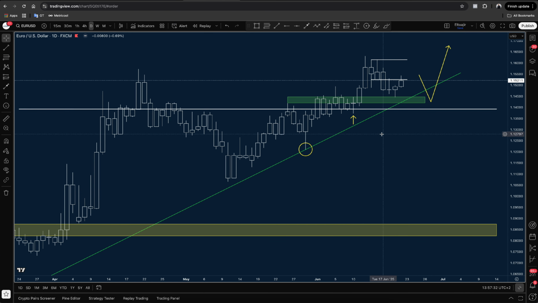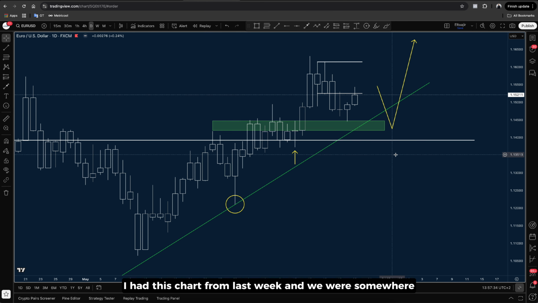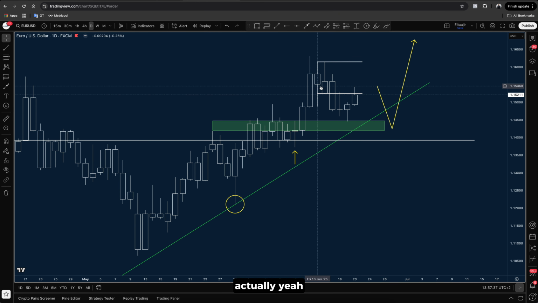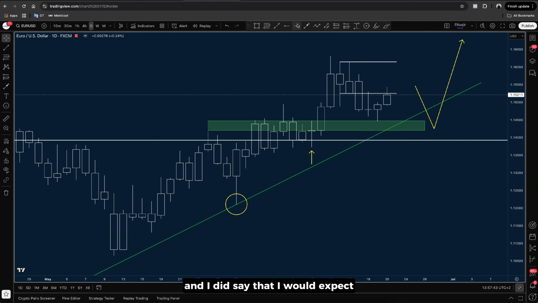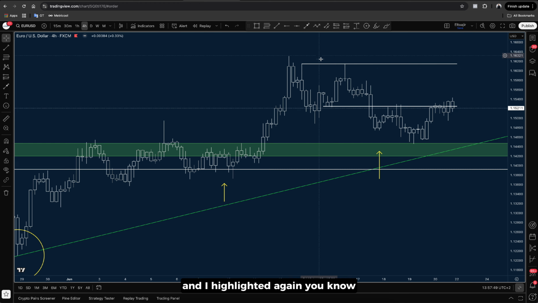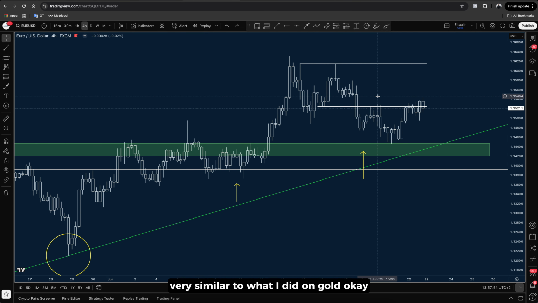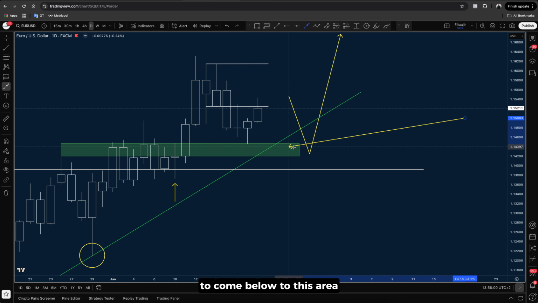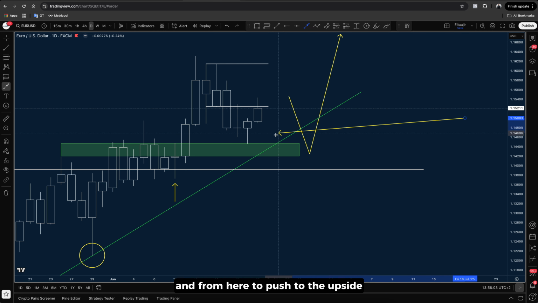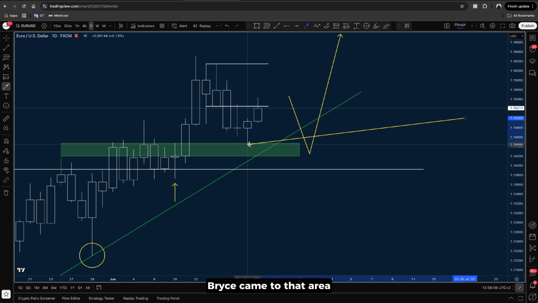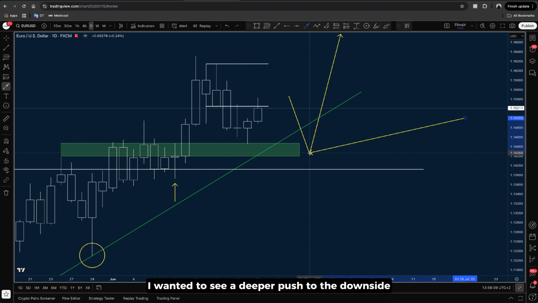On the daily time frame, I had this chart from last week, and we were somewhere here. That was Friday. I said that I would expect price to break below this level, and I highlighted again the high and the low on the 4 hour time frame, very similar to what I did on gold. I said I would expect the price, as you can see with this yellow arrow, to come below to this area and from here push to the upside. Indeed, price came to that area, but only to the very top of this area. I wanted to see a deeper push to the downside.